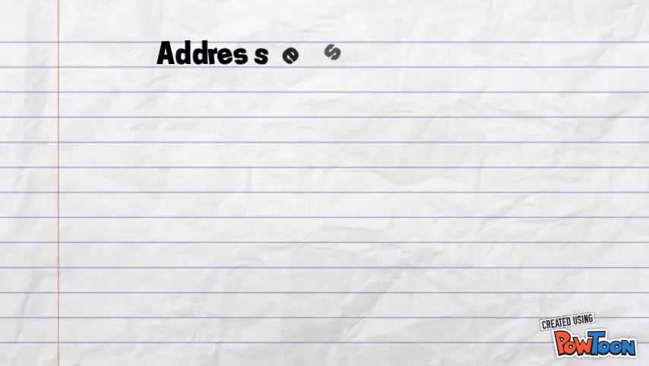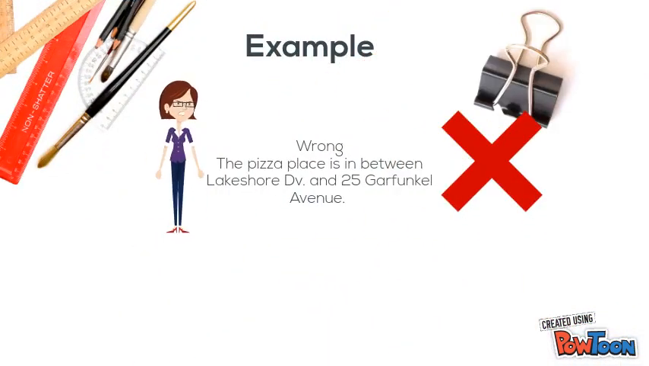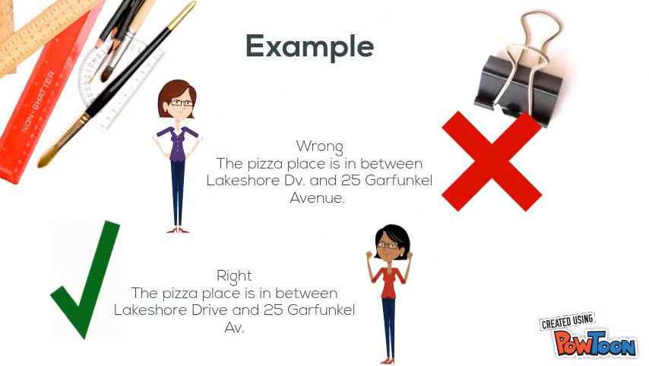Addresses. Spell out all generic parts of street names, such as avenue, north, and road, when no specific address is given. When a number is used, abbreviate avenue, boulevard, street, and directional parts of street names. In the sentence, the pizza place is in between Lakeshore Drive and 25 Garfunkel Avenue. You would spell out drive, and you would abbreviate avenue.